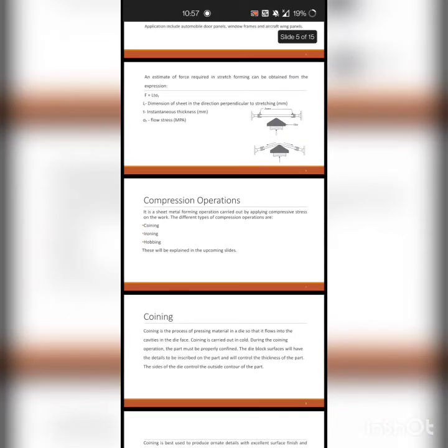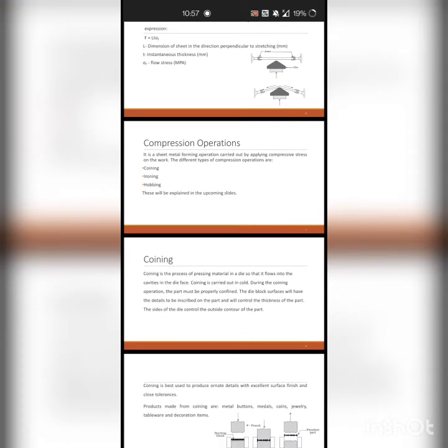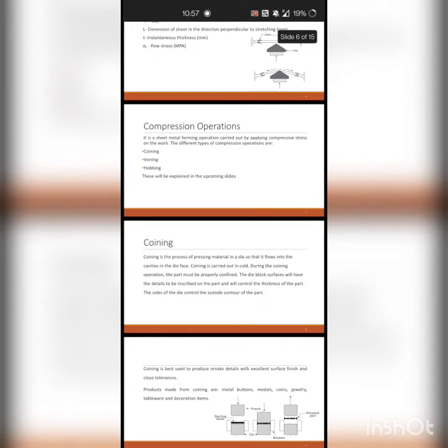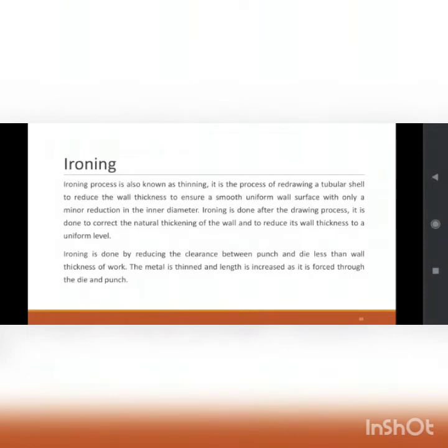Speaking about coining, it is a process of pressing material in a die so that it flows into the cavities in the die face. Coining is carried out as a cold process. During the coining operation, the part must be properly confined and the die block surface will have the details to be inscribed on the part and will control the thickness of the part. The sides of the die control the outside corner of the part. Thank you.